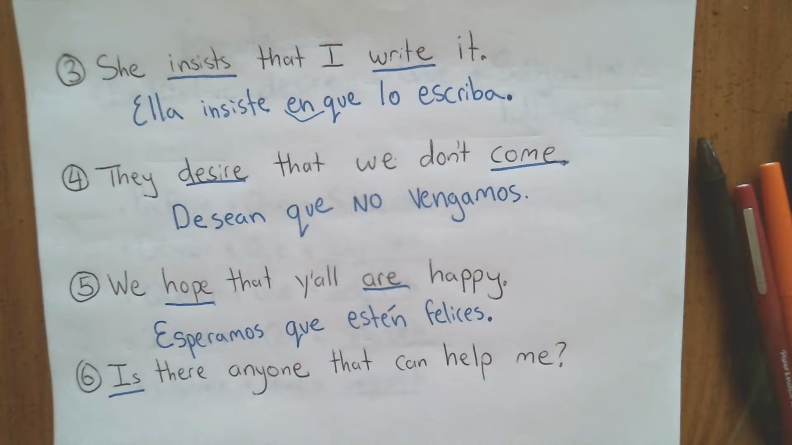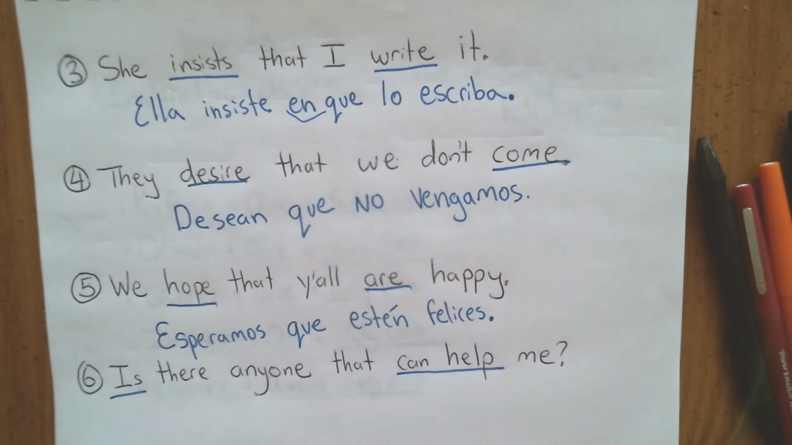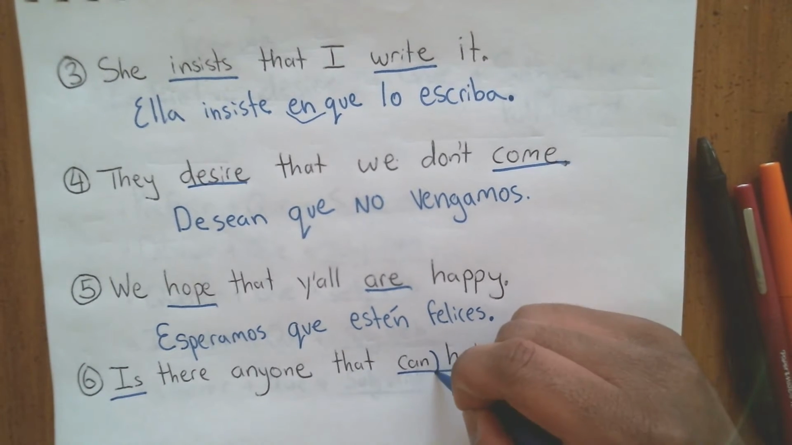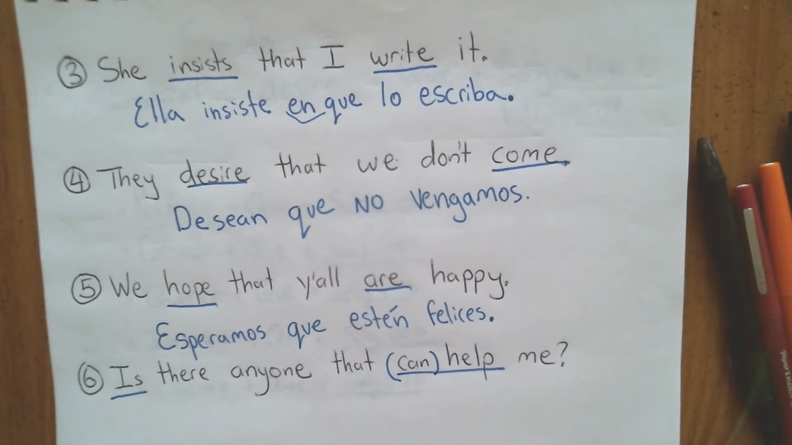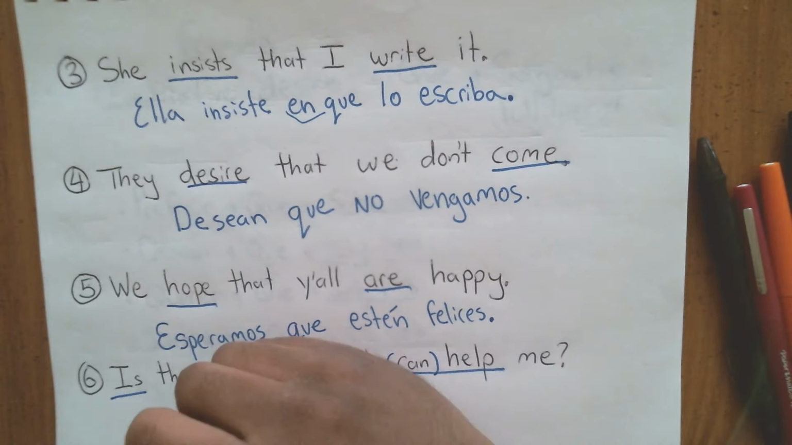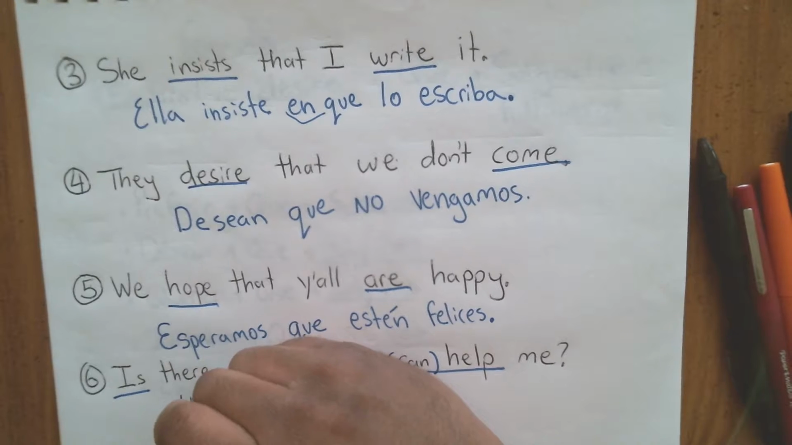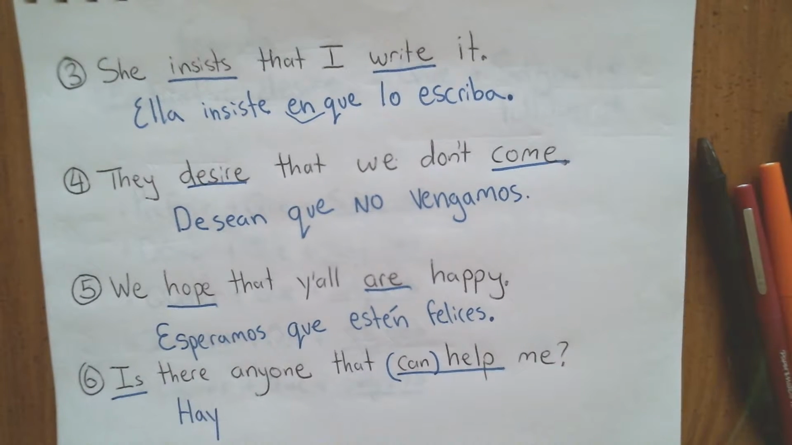How about the verb that would fulfill the desire? Right here, can help. Now this is actually two verbs, and you only conjugate the first one. Just so you know, can is a verb. It is poder in Spanish. So is there anyone that can help me? Now, an interesting thing I want you to remember is that "is there" or "there is" is actually a word. It's hay. Hay means there is or there are.